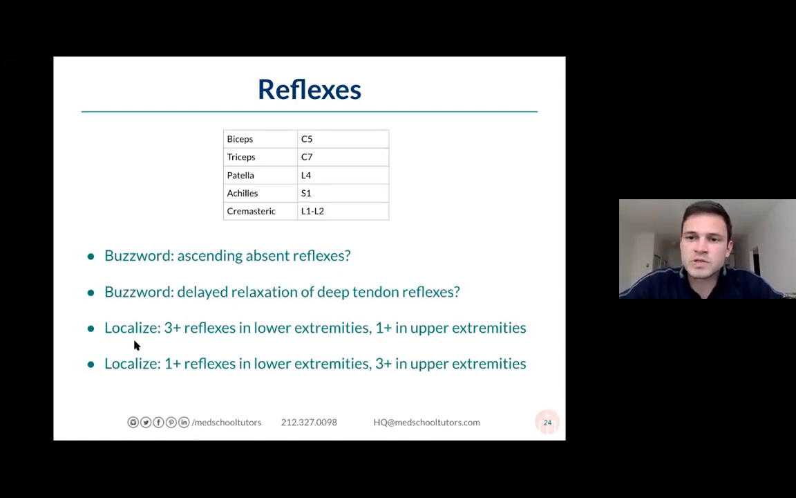All right, if somebody has 3+ reflexes in their lower extremities and 1+ in their upper extremities, where's the problem? Wayne says ALS, which is a good guess, it's reasonable. I can sort of dispute it though. There could be another option, right? You'd hate to diagnose someone with ALS just based on this, because it could be explained by something else.